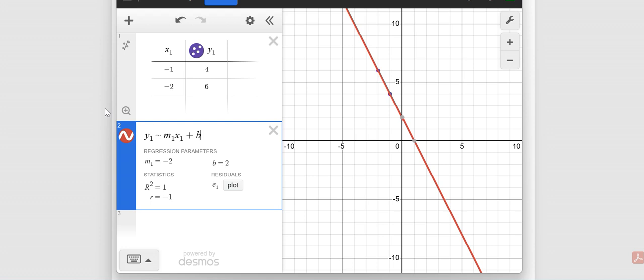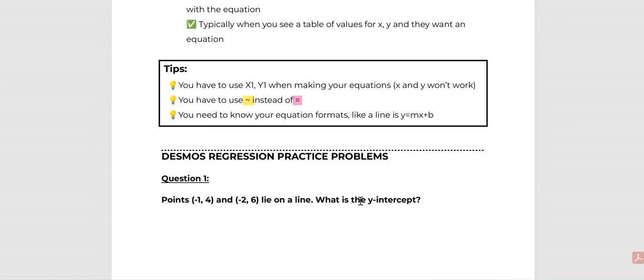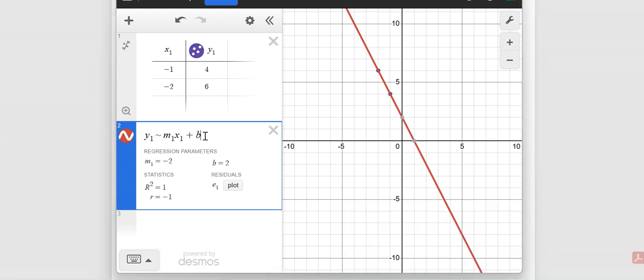So technically, to solve this question for the slope, we can use the slope formula, change in y over change in x, like y2 minus y1 over x2 minus x1. We can get the slope, which is -2, but to get the y-intercept, we can easily use the Desmos calculator. So our constant value, or b value, is 2, which is the y-intercept.